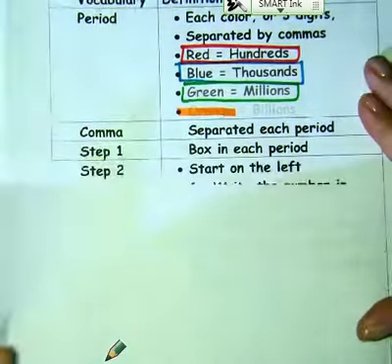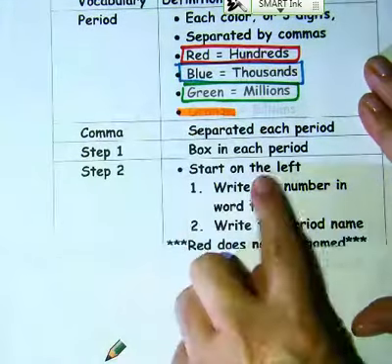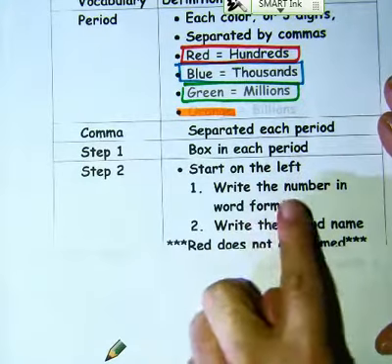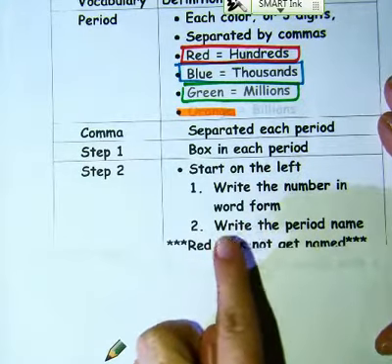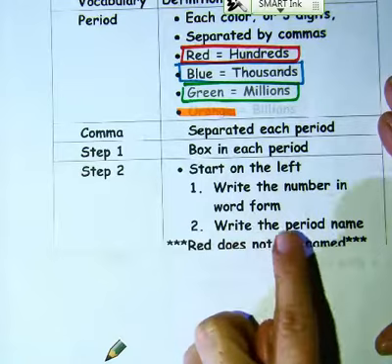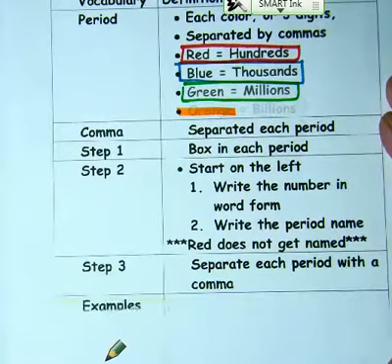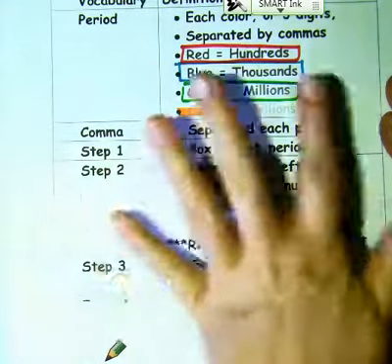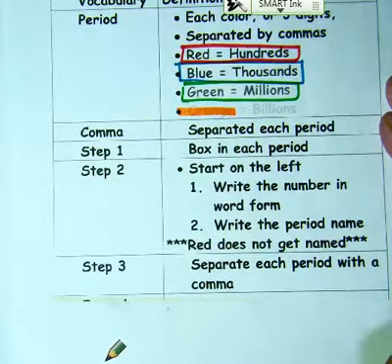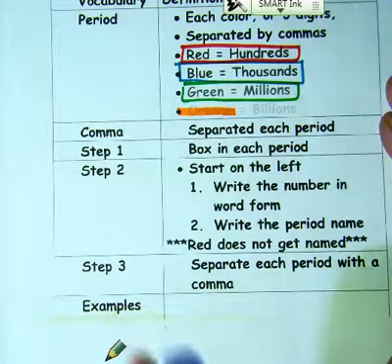The second step is to start on the left and then write the number in word form. Then you're going to write the period name. When you do this, the color red doesn't get named at all. And then the final step is step 3, which is to separate each period with a comma. So once you have all of this written down, underneath of it or on the back of that page, you can go ahead and write examples in the same Cornell note format, and we'll go ahead and do some examples.